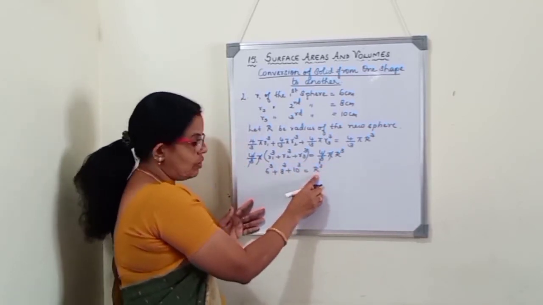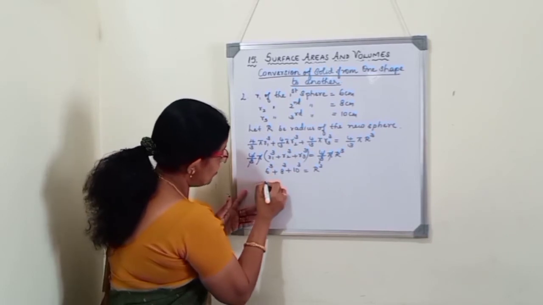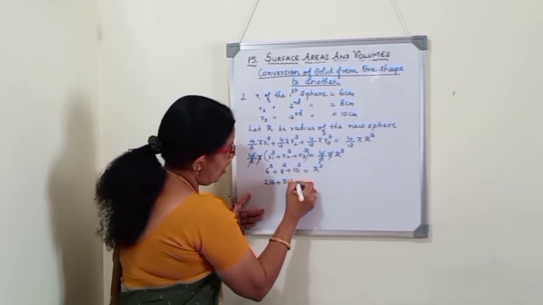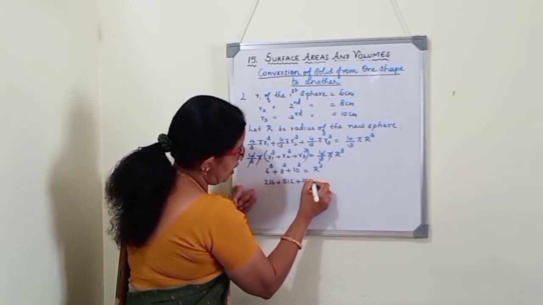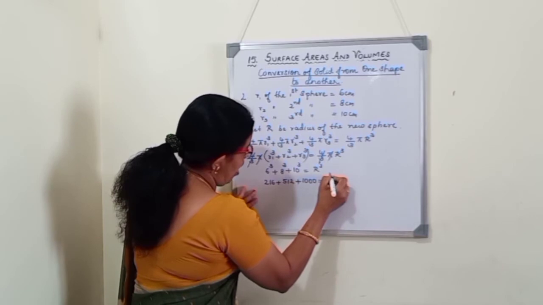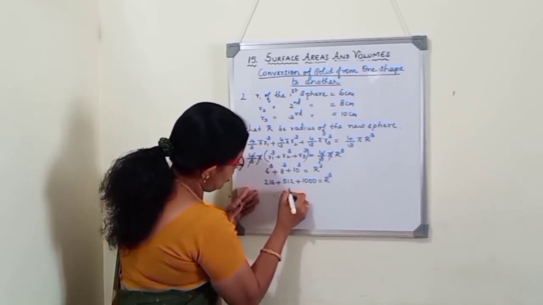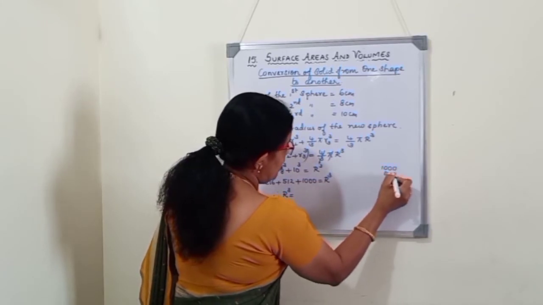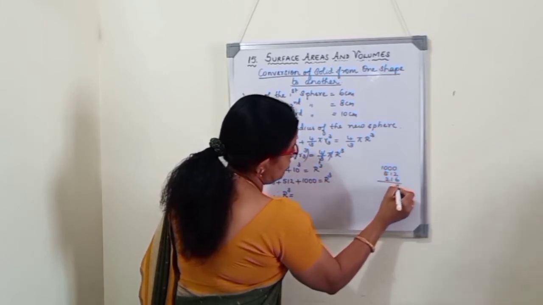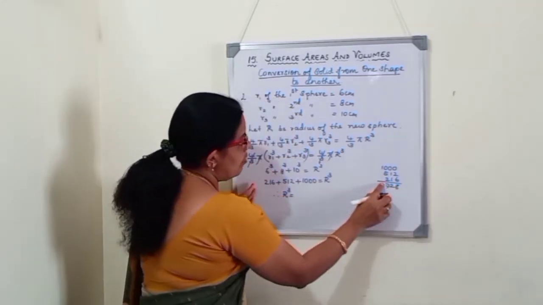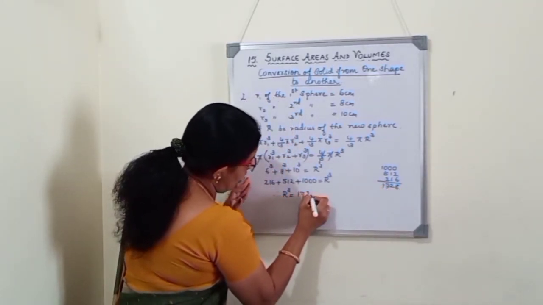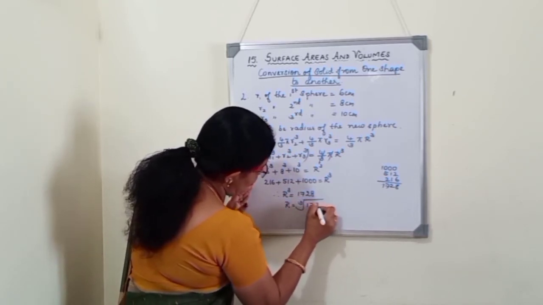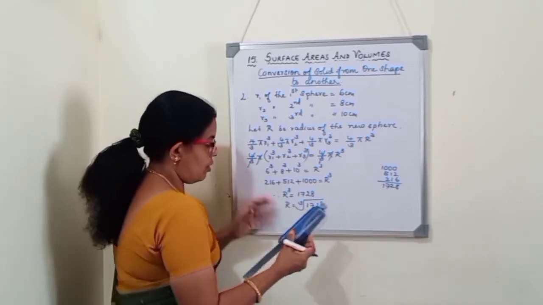That is the radius of the new sphere. 6 cube is 216, 8 cube is 512, 8 into 8 into 8, and 10 cube is 1000, 10 into 10 into 10, is equal to R cube. Therefore, R cube is equal to, when we add 1000, 512, 216, we get 1728. R cube is equal to 1728. R is equal to the cube root of 1728. So we should find the cube root.